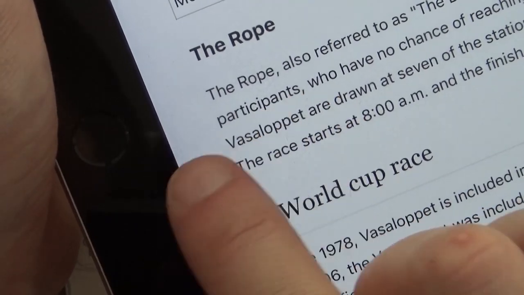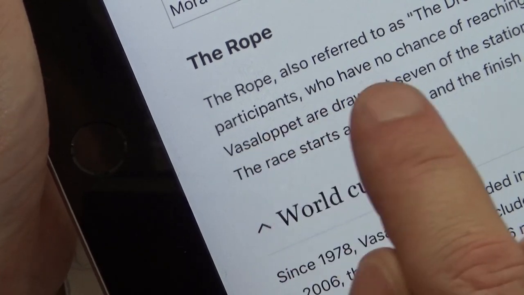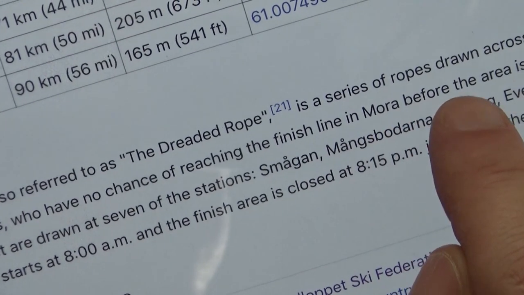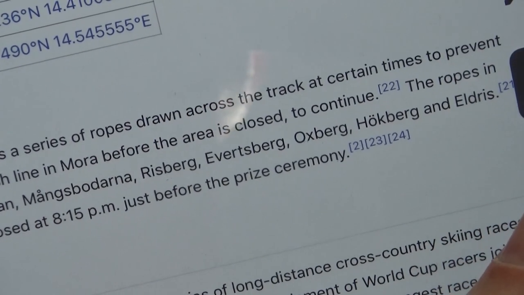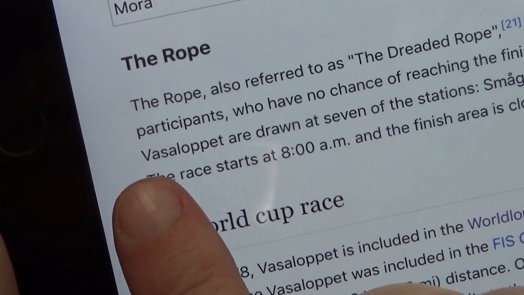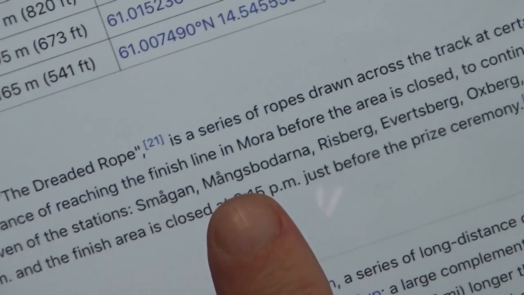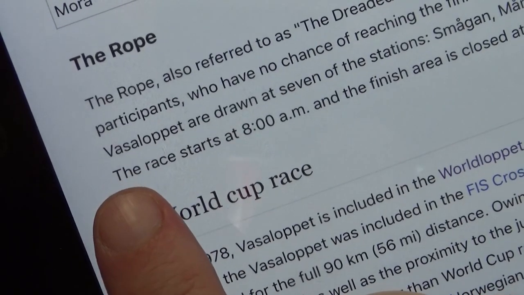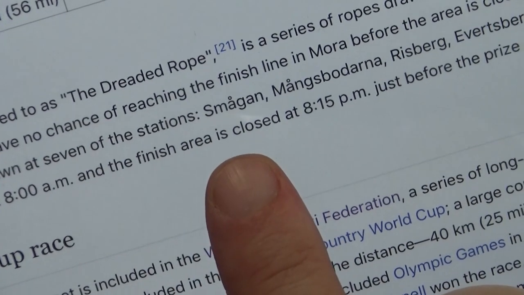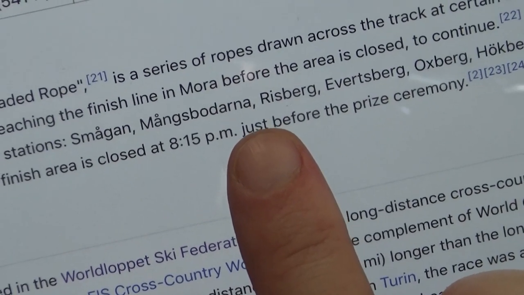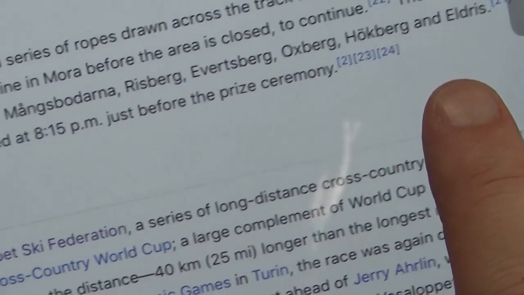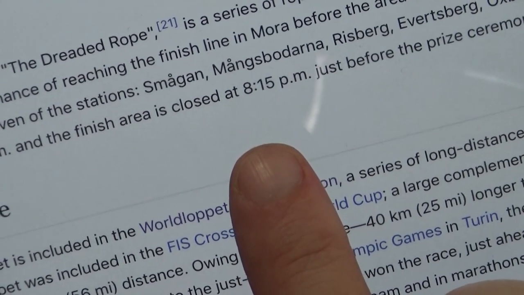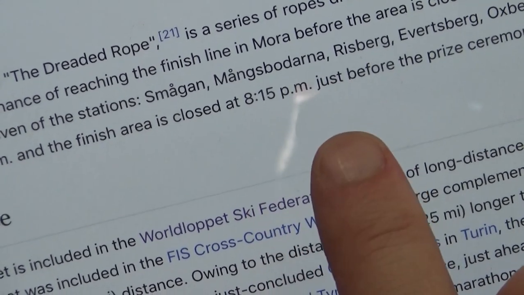Here it says something about the rope I was mentioning before. The rope, also referred to as the dreaded rope, is a series of ropes drawn across the track at certain times to prevent participants who have no chance of reaching the finish line in Mora before the area is closed from continuing. The ropes in Vasaloppet are drawn at 7 of the stations: Smågan, Mångsbodarna, Risberg, Evertsberg, Oxberg, Högberg and Eldris. The race starts at 8 a.m. and the finish area is closed at 8:15 p.m., just before the prize ceremony.